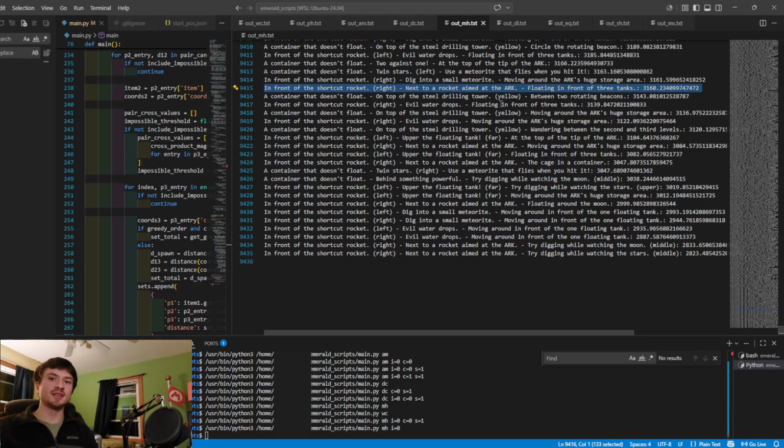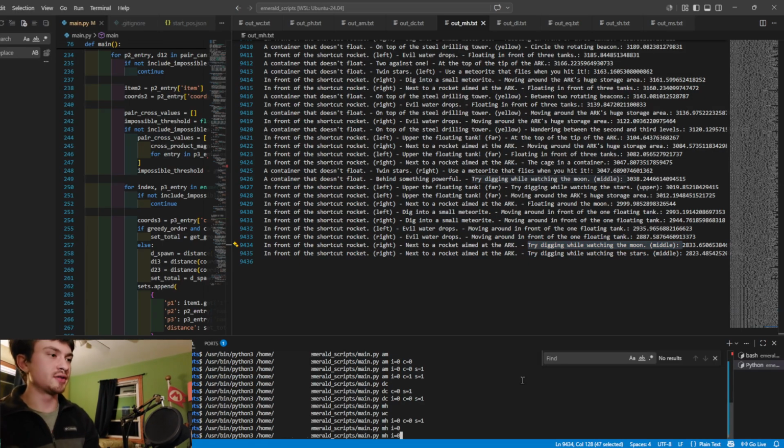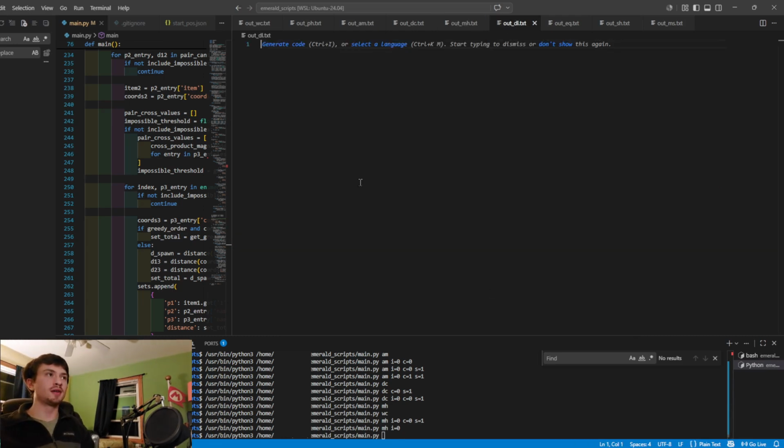But I mean, it kind of makes sense because floating in front of 3 tanks is technically a little bit farther from Shortcut Rocket than this middle dig while watching the moon is. Kind of checks out, you know? Alright, so that's all the Knuckles stages. So let's go on to Rouge now. I don't have any more scripts, so we're just going to wing it from here. It should be pretty straightforward. Honestly, all of these Rouge stages are kind of straightforward.